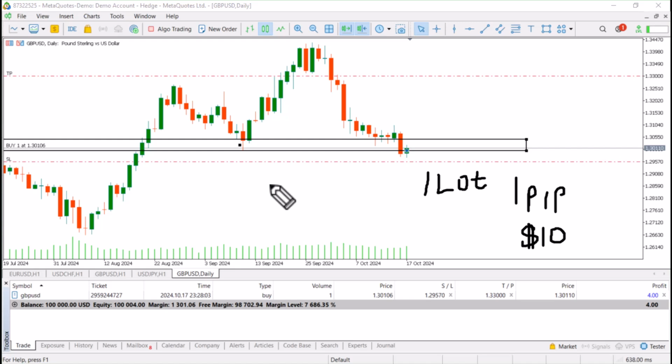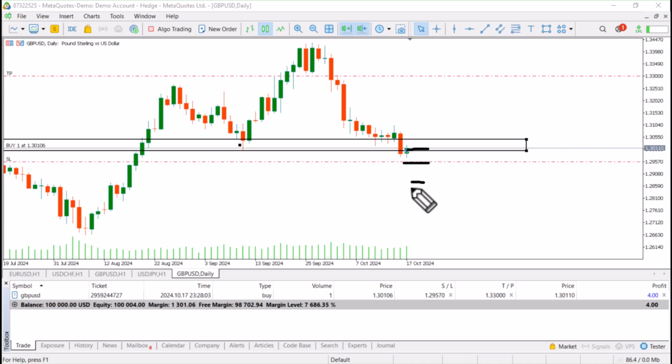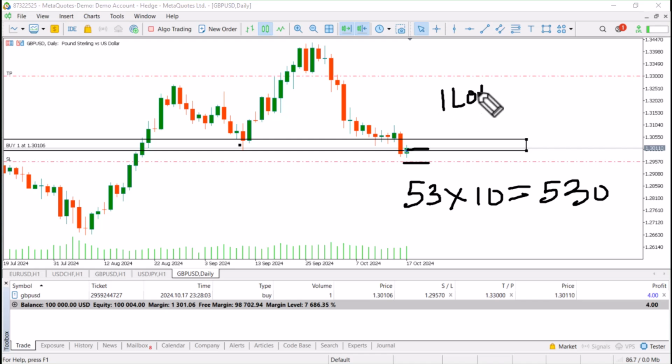Now, if the market should move 53 pips, that is what? Times 10. That is what? $530. So that is what we have right here. It means from our point of entry here to this level here is 53 pips. Now 53 pips times 10 is $530. So if the market should come down 53 pips, we will lose $530. That is for one lot standard account.